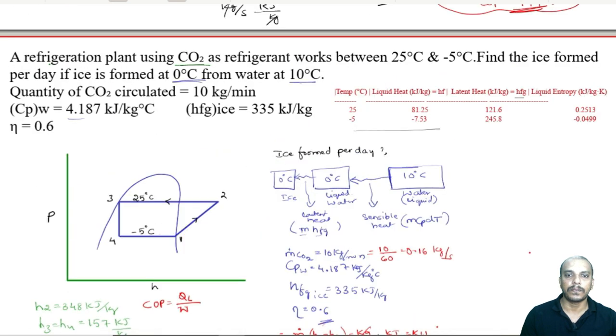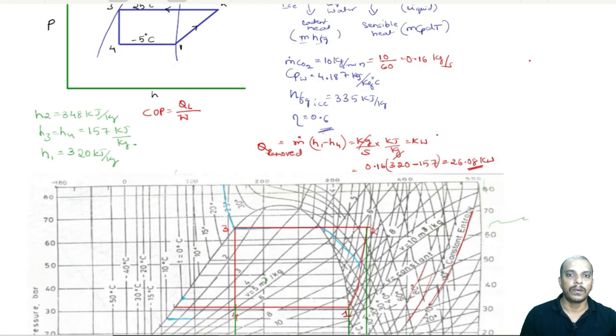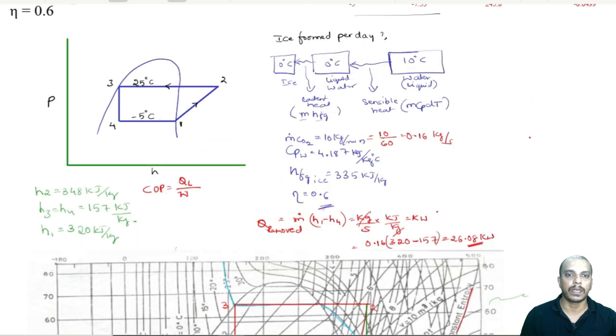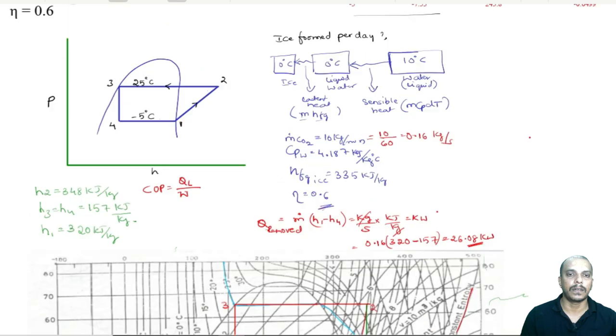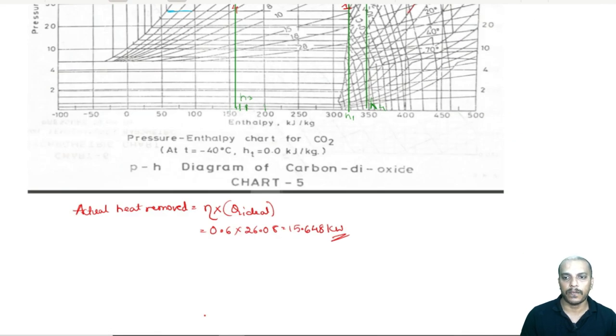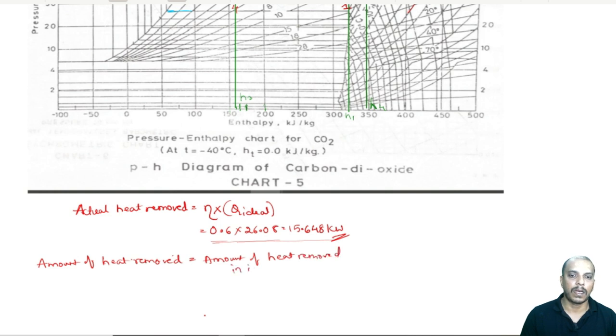Now let us find out, had we been asked for COP? No, actually we have not been asked to find out COP. We will go for the amount of ice formed per day. Now the amount of ice formed should be calculated from the amount of heat removed in the ice making process, let us say.